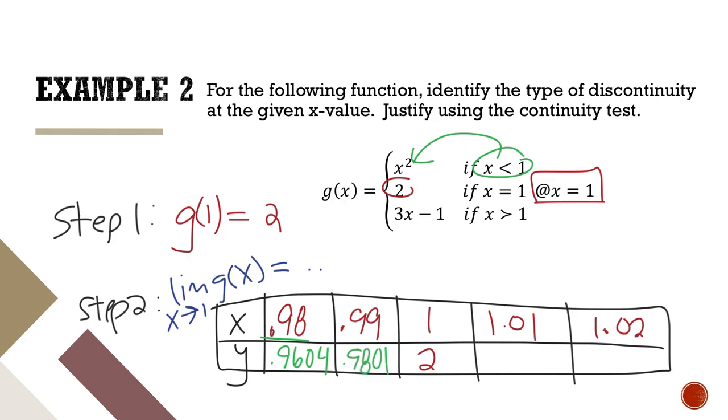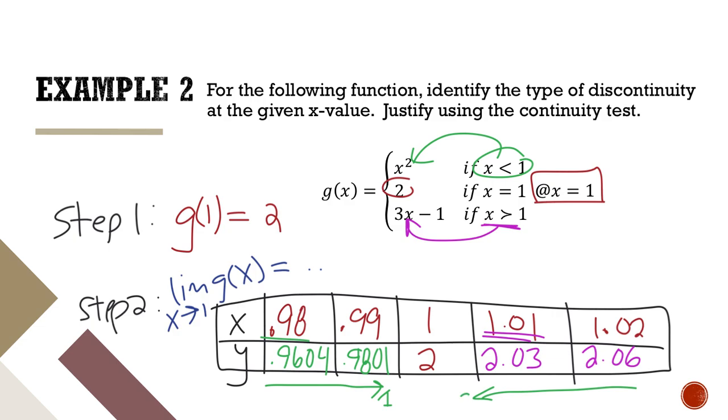0.9801. Now, we're going to plug in this value. Notice that's bigger than 1, so we plug it in here. So 3 times 1.01 minus 1 gives me 2.03. And this one will be 2.06, I believe. So if we look at this, this is approaching 1, and this approaches, it looks like, 2.